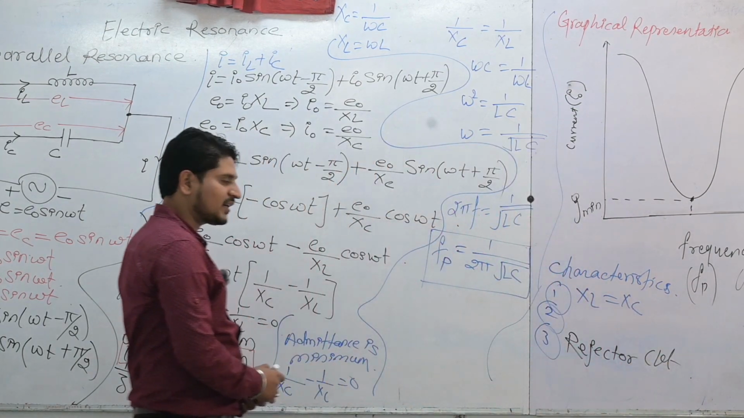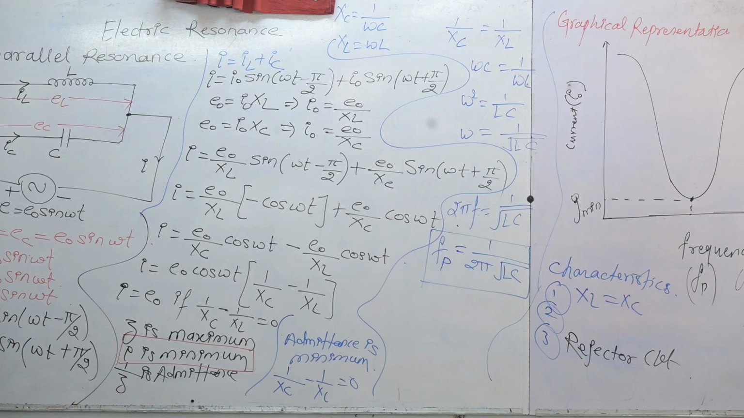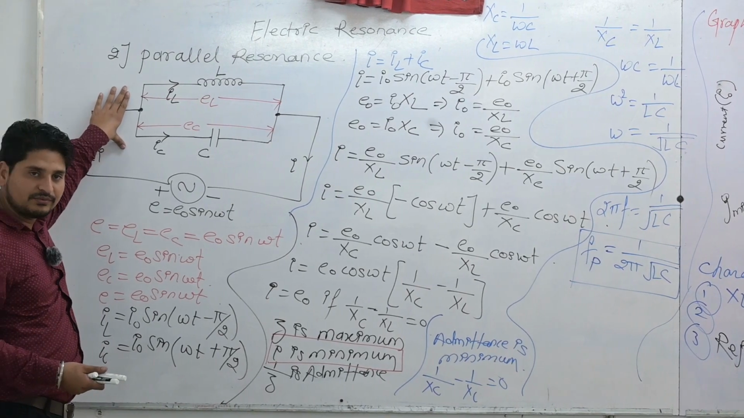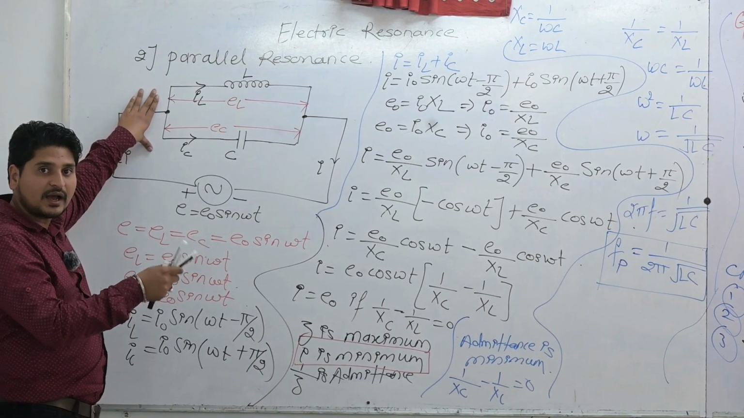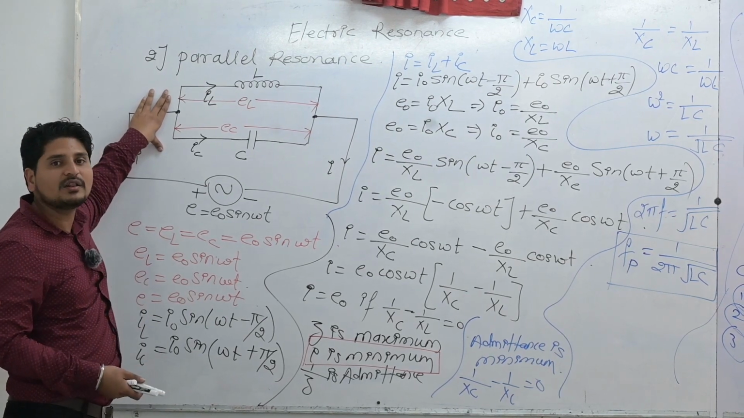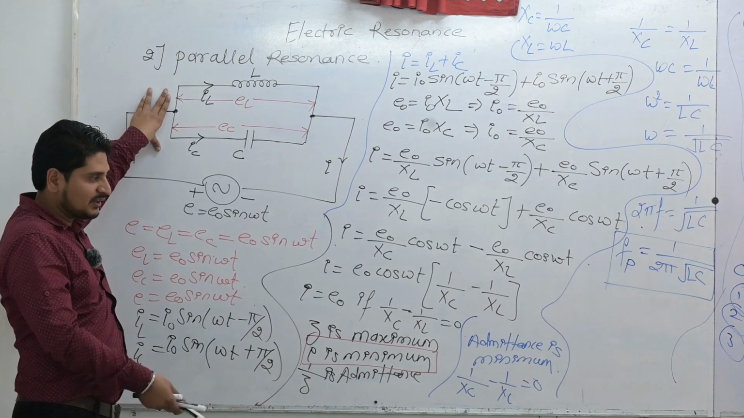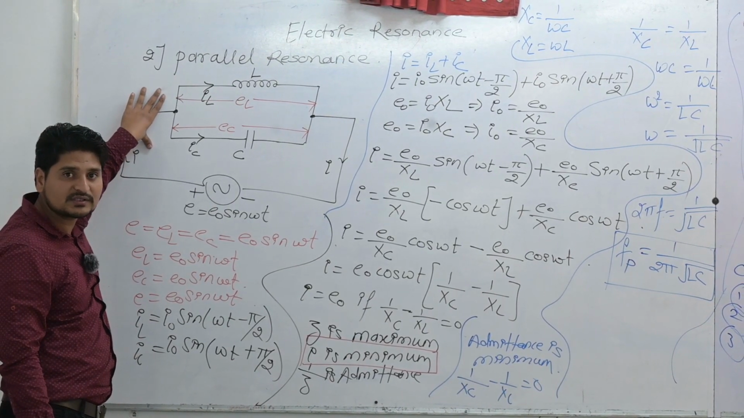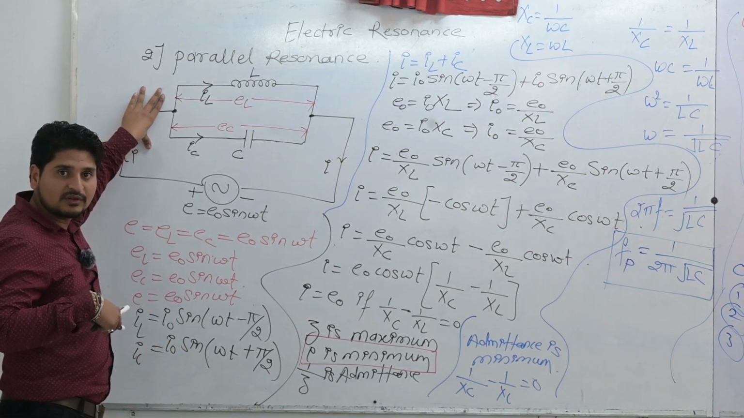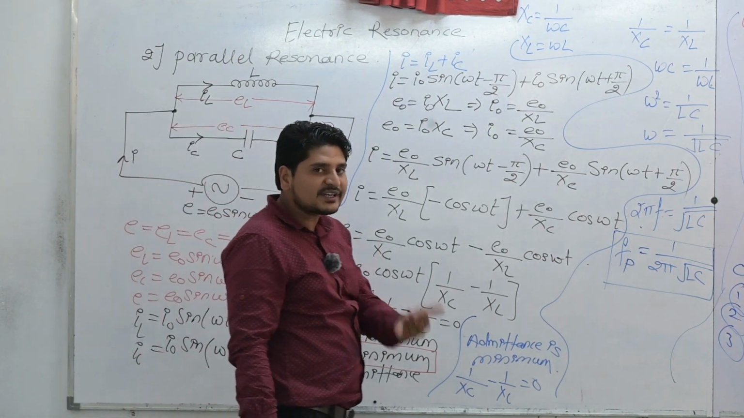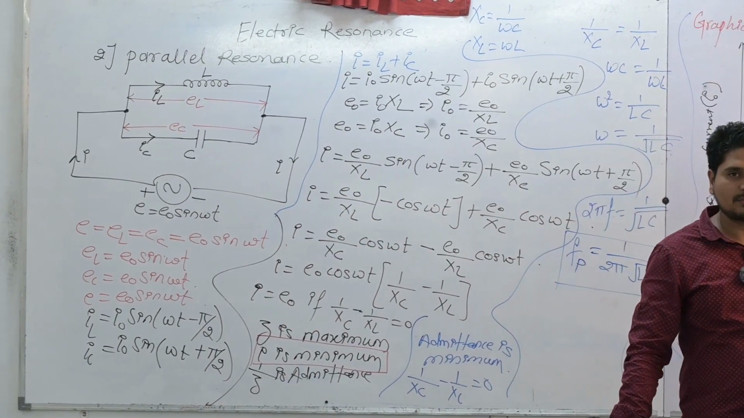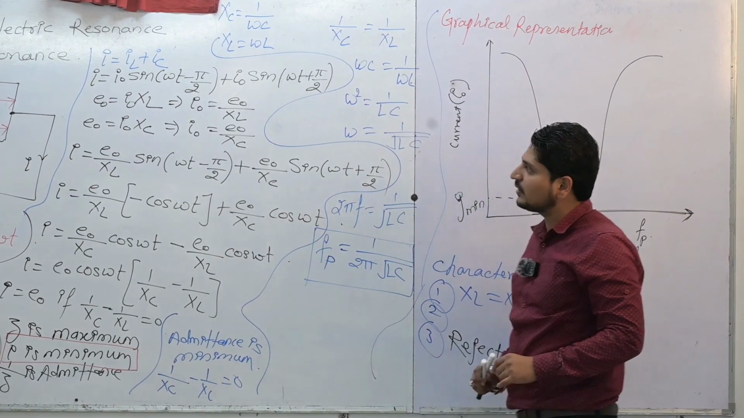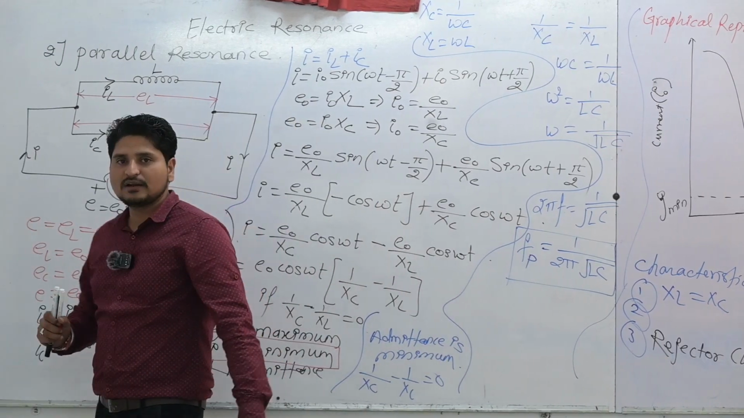Why do we call this a rejector circuit? Because this circuit receives those frequencies which have a minimum current, and it rejects all the frequencies of maximum current. That's why this is called a rejector circuit. It receives the frequency of minimum current and rejects all the frequencies of maximum current. And this is altogether the concept of parallel resonance.